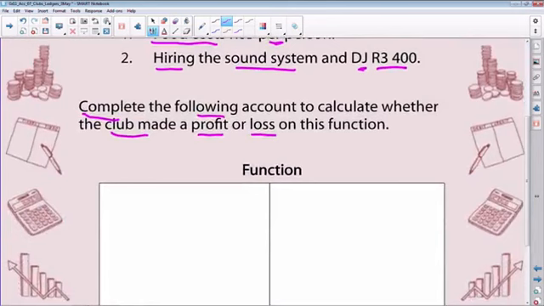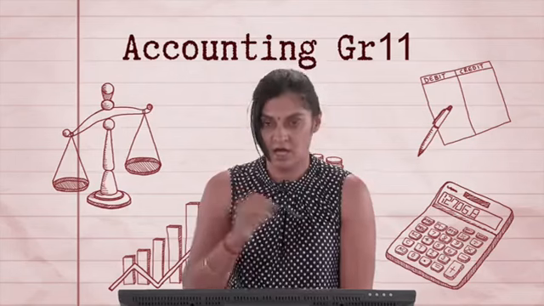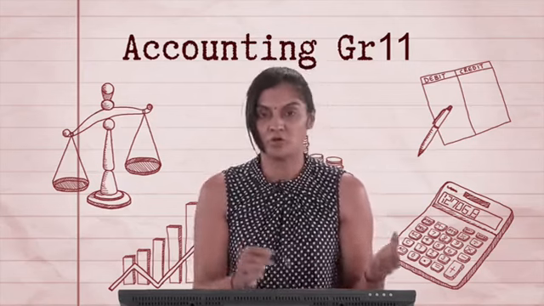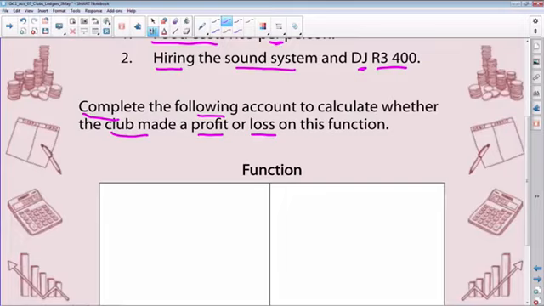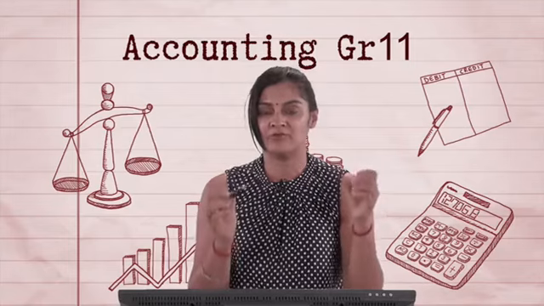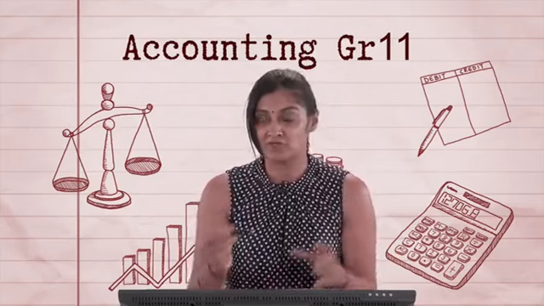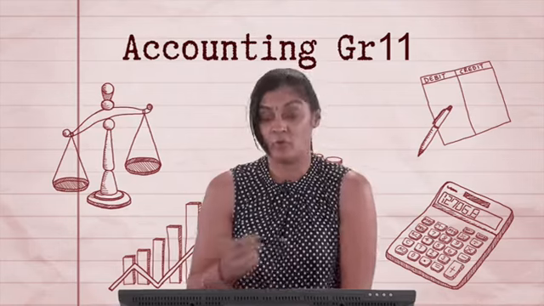Now, before I allow you to look at the information, I want to quickly remind you guys, when we talk function, you could also call this account function or you could call it dinner and dance, which is the name of the function. So you'll find the names of the accounts all depend on the event that you're hosting. It's not like in a business, where we've got sales and cost of sales. In this case, it's going to match the type of club we have, or the type of function that we have.